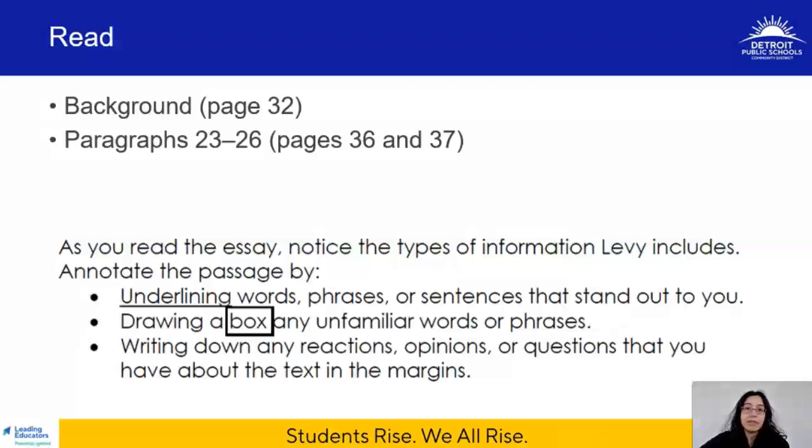Now it's your turn to read a few sections in your packet. The background on page 32, and then paragraphs 23 through 26. As you read, notice the types of information that the author includes and annotate the passage using the first reading annotations that are shown on the screen. Pause the video here and do that now.